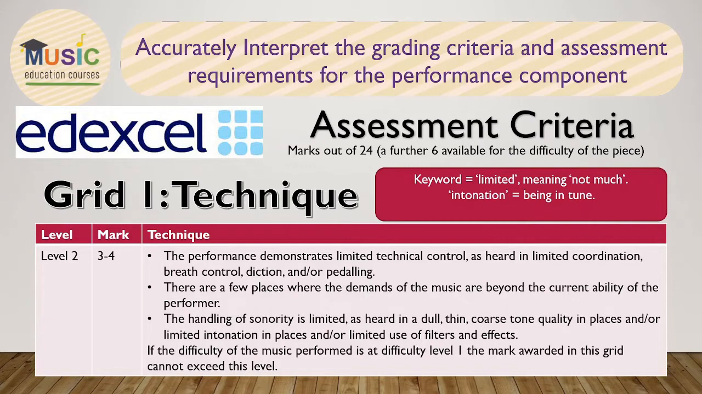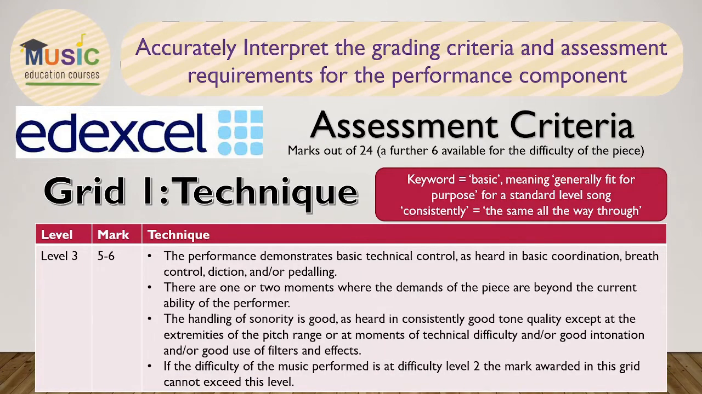If it doesn't say a specific number, I like to go with 3 or more. That's to be on the safe side, and it's always best to err on the side of caution. The handling of sonority is limited, again, keyword, meaning not much, as heard in dull, thin, coarse tone quality. And as you can see, the rest of it stays the same. Here's an interesting point. If the difficulty of the music performed is at difficulty level 1, the mark awarded in this grid cannot exceed this level.